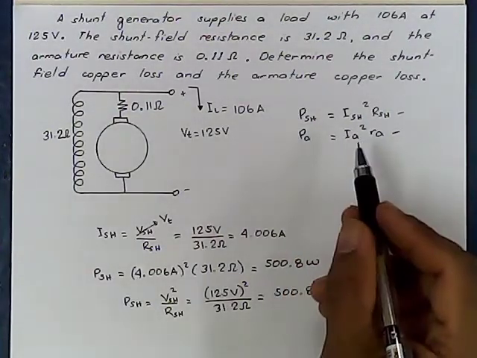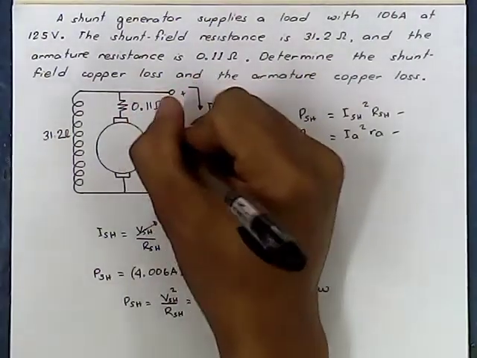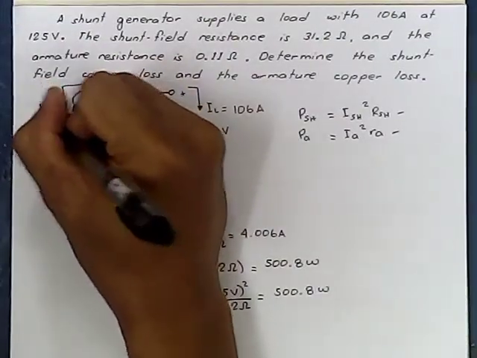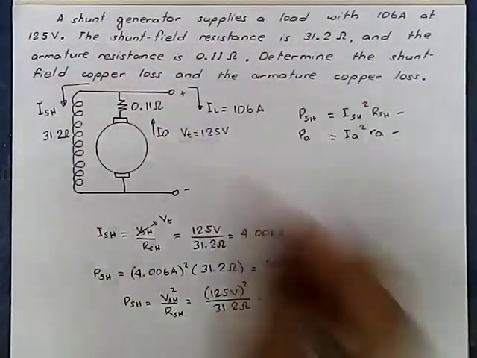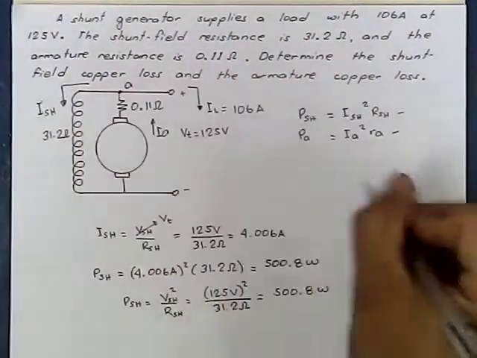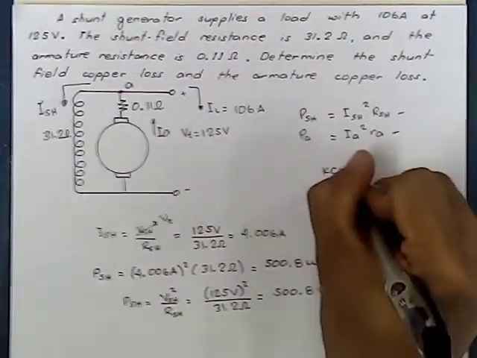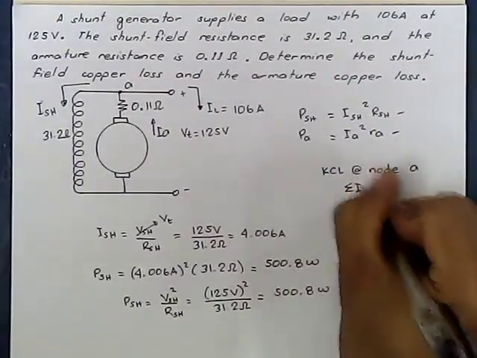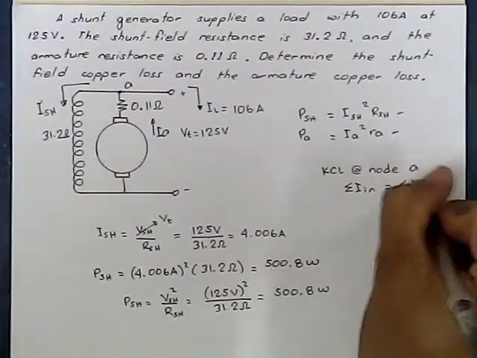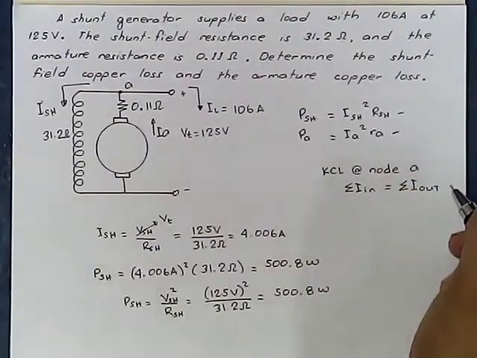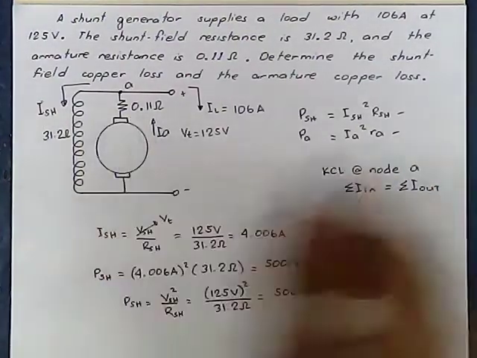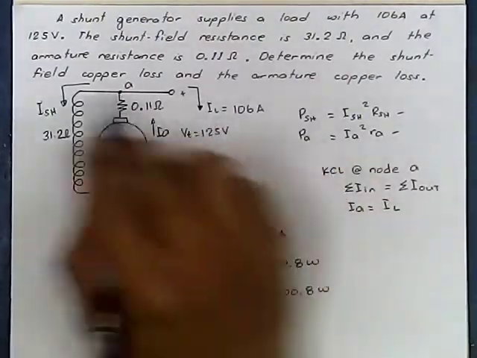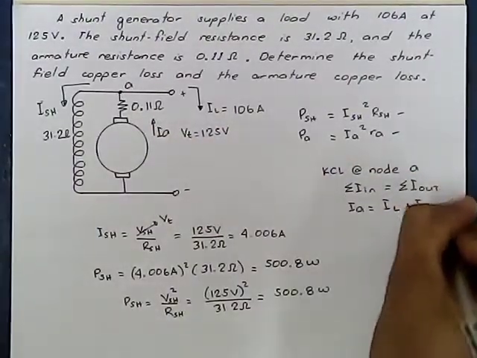Kunin muna natin yung armature current. So nandito yung armature current and nandito naman yung shunt field current. Maglagay muna tayo dito ng node. Let's say that is node A, KCL. At node A, we have their summation of current in equals summation of current out. Ang pumapasok lang na kuryente dito sa node na ito ay IA at ang lumalabas sa kanya ay IL plus ISH.